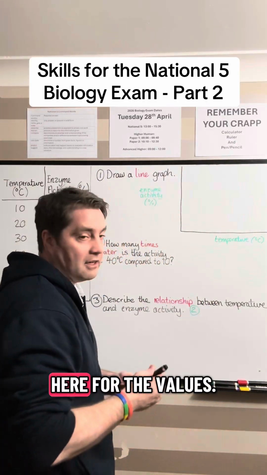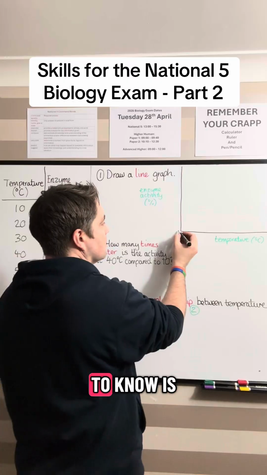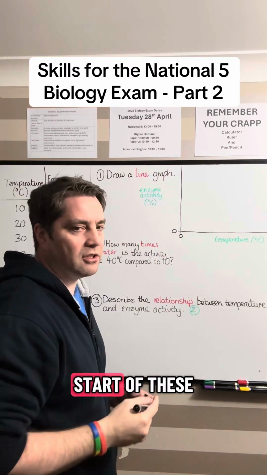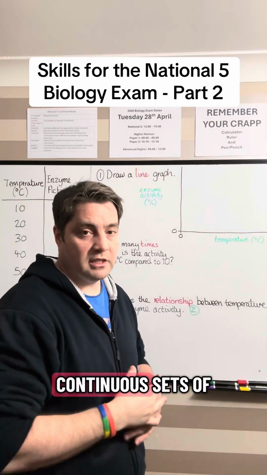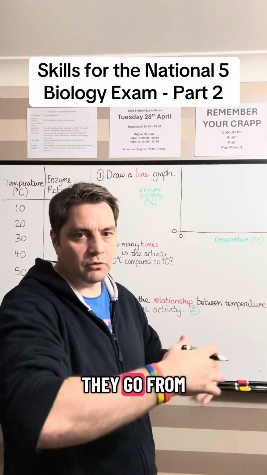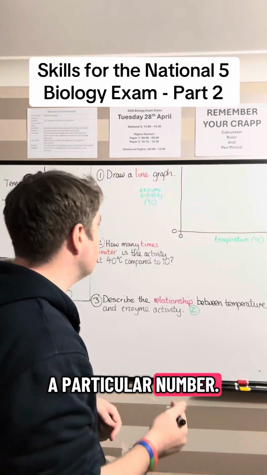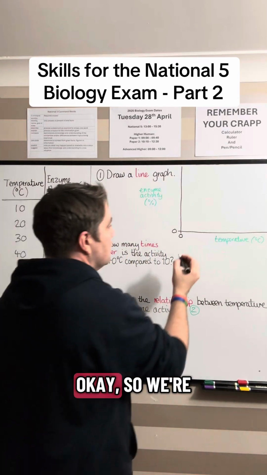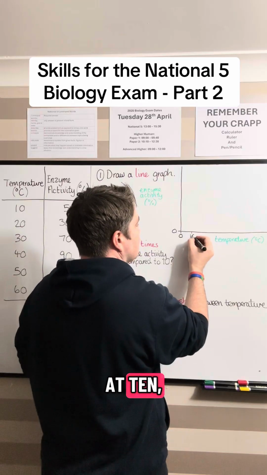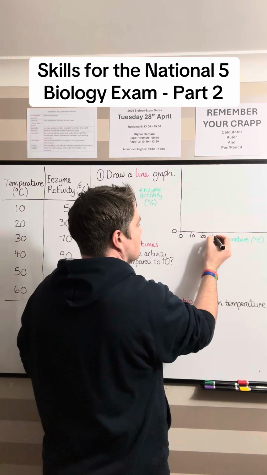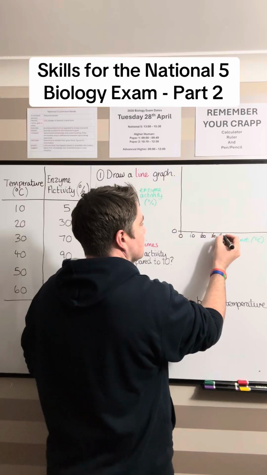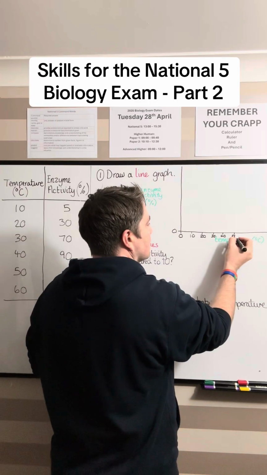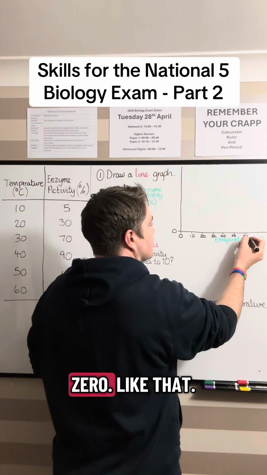So let's use the black pen here for the values. Now the first thing to note is you probably want to put a 0 at the start of these two axes because they are continuous sets of data, okay? They go from 0 up to a particular number. Now, the temperature goes from 0 all the way up to 60, okay? So we're going to need to put in values at 10, 20, 30, 40, 50, and 60 degrees there, like that, okay?